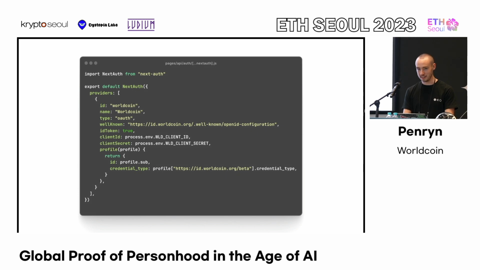This is all you need to integrate World ID with NextAuth. When you configure your NextAuth provider, all you have to do is fill in this information, set the World ID application ID and your client secret from the OIDC provider, and then it works. It's super simple. NextAuth has made this incredibly easy, and this is all it takes in order to integrate sign in with Worldcoin into your app with NextAuth.